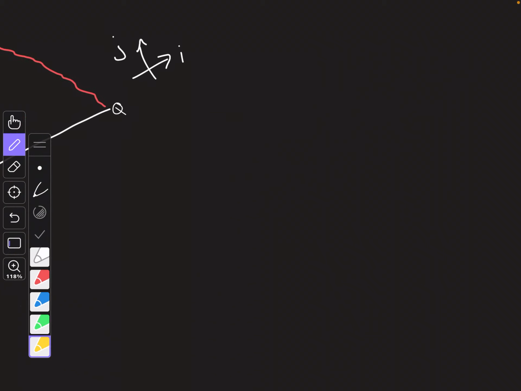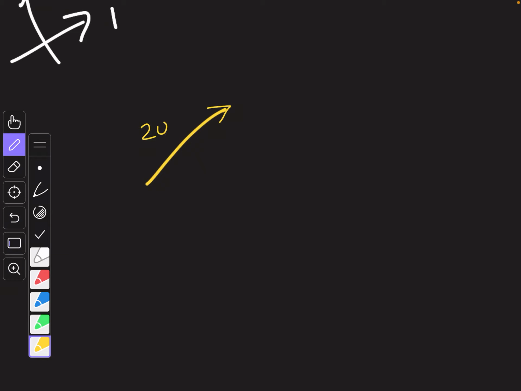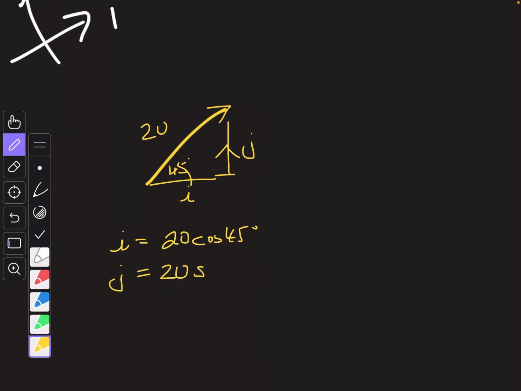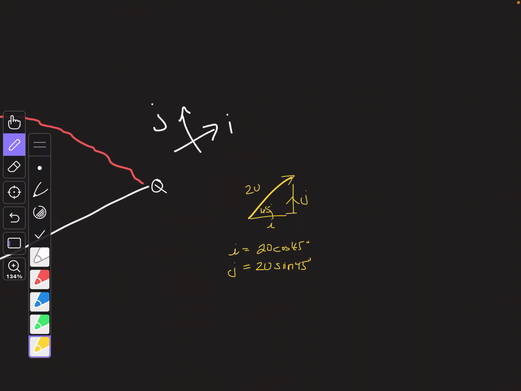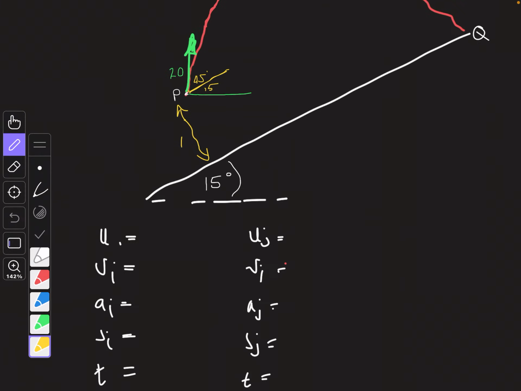We're going to just find the two components of our projectile. So we've got 20 this way, and we've got its two components. It's I and J, or it's X and Y. I'll call them I and J this time. So this in here is 45. So we get that the I is 20 cosine 45, and the J is 20 sine 45. Brilliant. Okay, cool. So we have the I and J. That's actually UI and UJ, just to be more specific. So I can fill them in here, which I'll do in a moment.